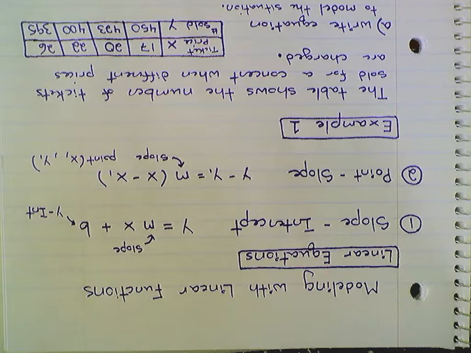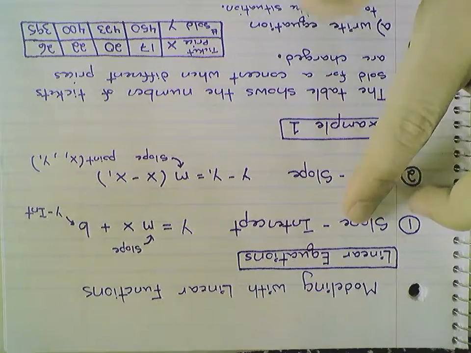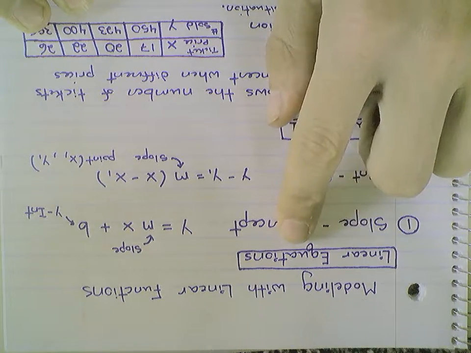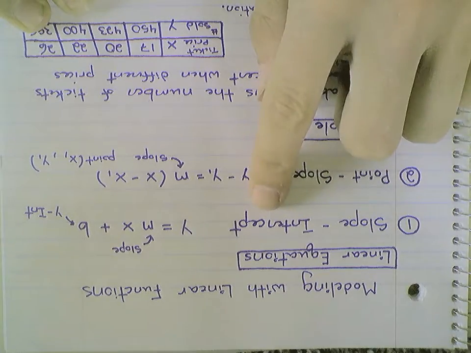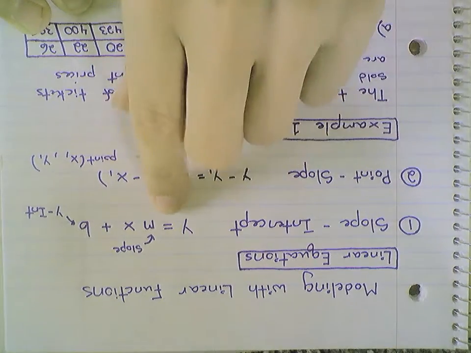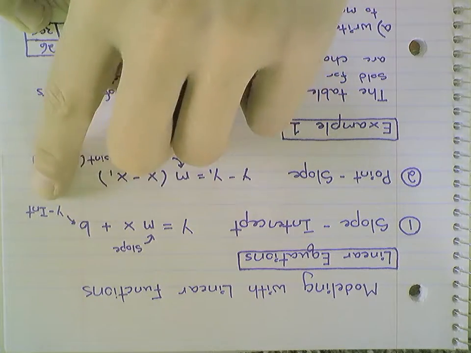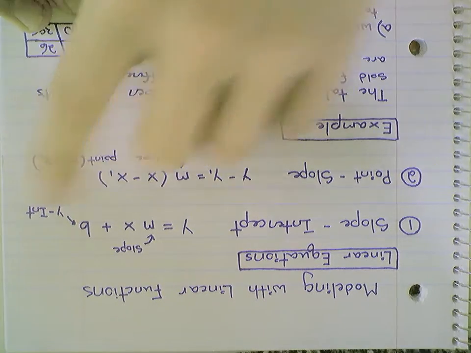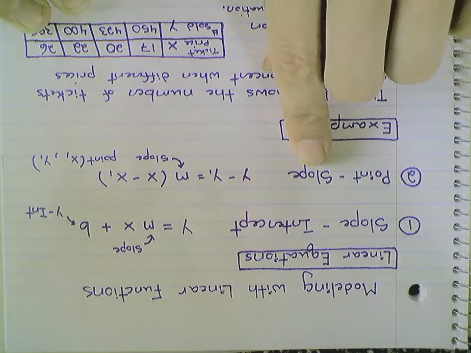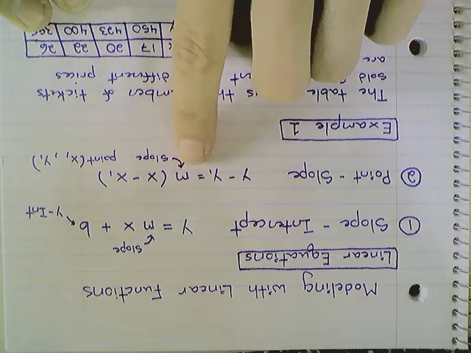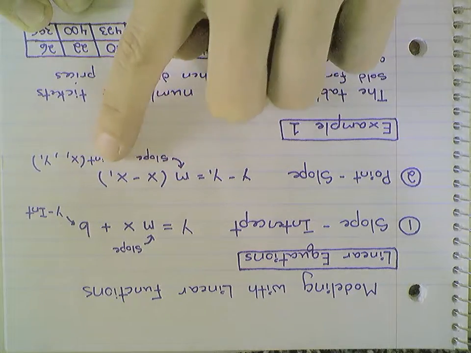Alright, so here we have an example of modeling with linear functions. The first thing we need to look at when modeling with linear functions is that there are two types of linear equations. There's slope-intercept form, which consists of y equals mx plus b, where m is the slope and b is the y-intercept. There's also point-slope form, which is of the form y minus y1 equals m times x minus x1.